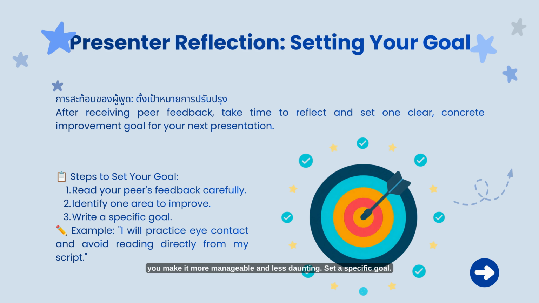Set a specific goal. Write down a clear objective for yourself. For instance, you might decide, "I will work on maintaining eye contact and refrain from reading directly from my notes." This clarity will help guide your preparations for your next presentation. Remember, establishing a clear improvement goal is a significant step in your speaking journey. It reflects your commitment to personal growth and excellence. Let's all strive to take one actionable step forward.